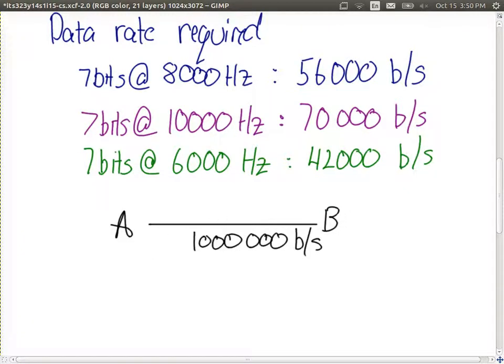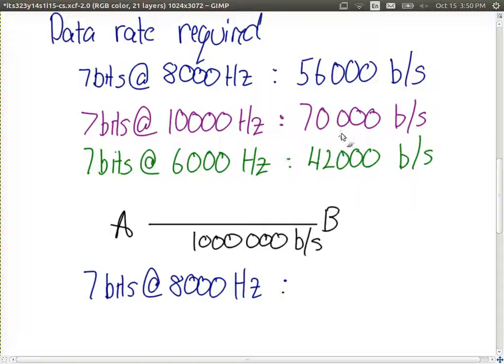How would you calculate it? We'll get the calculator out in a moment. So the case of 7 bits at 8,000 hertz, how many voice calls? One voice call requires 56 kilobits. Our link supports 1,000 kilobits, so we get what? 1,000 divided by 56 gives us 17.8. We can't have 0.8 of a person talking, so we'll round it down to 17. We could have 17 people talking at the same time, because everyone who talks generates 56 kilobits per second. Our link supports 1,000 kilobits per second. So 17 at the same time.